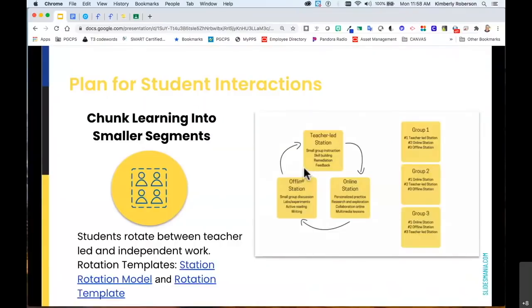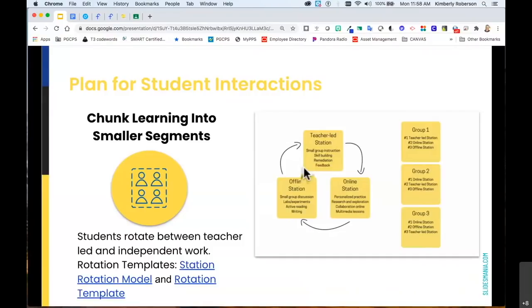In terms of planning for student interactions, you may also want to consider chunking the learning into smaller groups. Catlin Tucker shows this station rotation model that you see on the screen, which allows the teacher to work with a small group of students while the other students are doing asynchronous or independent work.